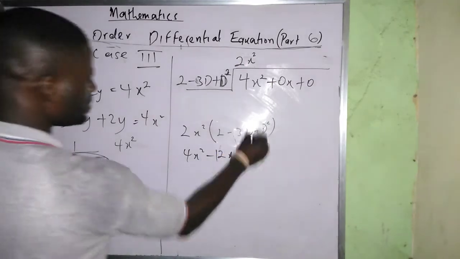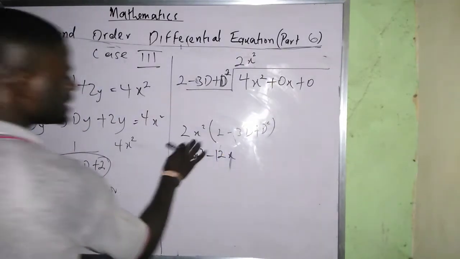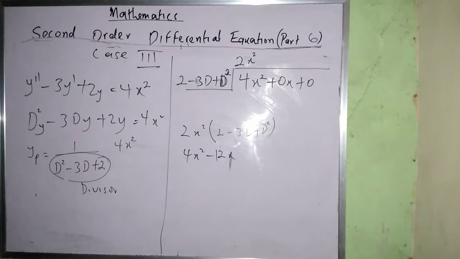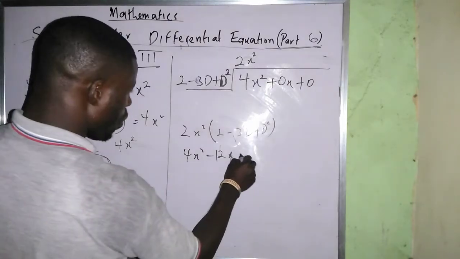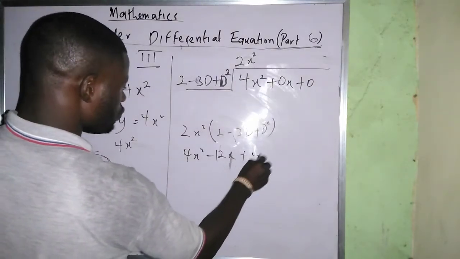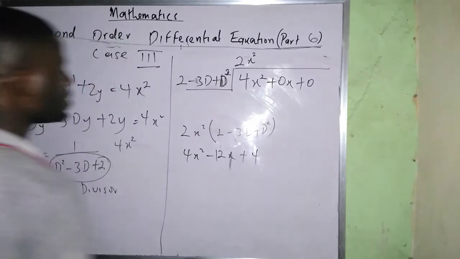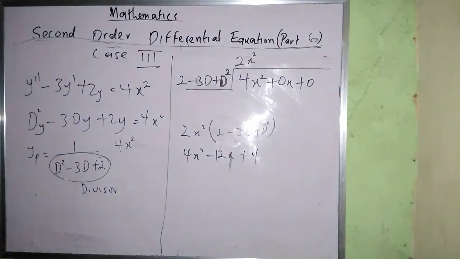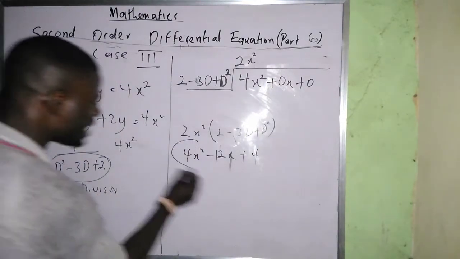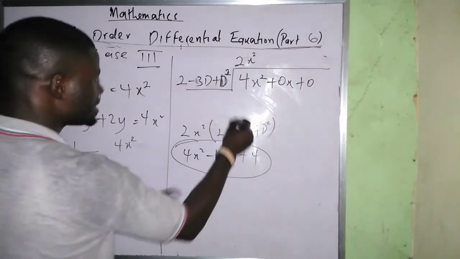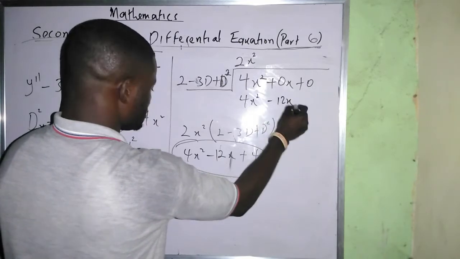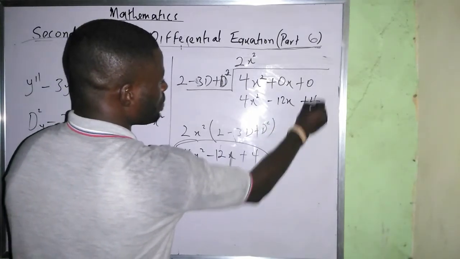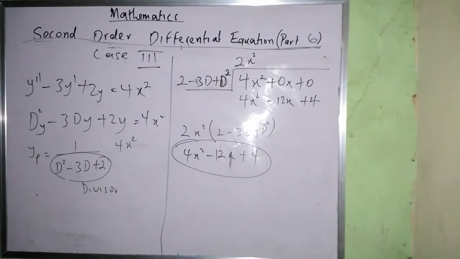Sorry, I think this is going to be plus. Don't mind me. Now, this times this, it means I'm to differentiate 2 times. 2 times 2, which is going to be plus 4. I'll be having 4x. And yes, only 4. Now, I will write what I've got here: 4x squared minus 12x plus 4. That is what I will write there.